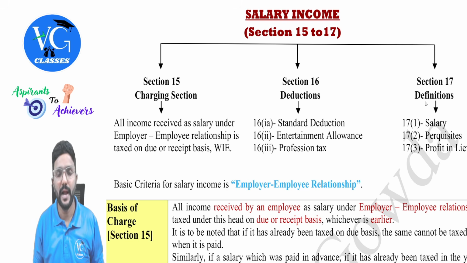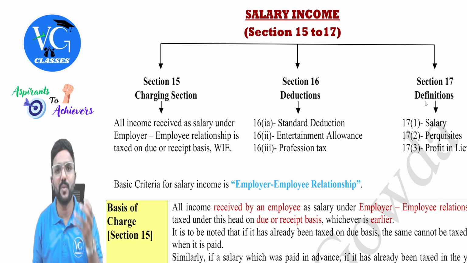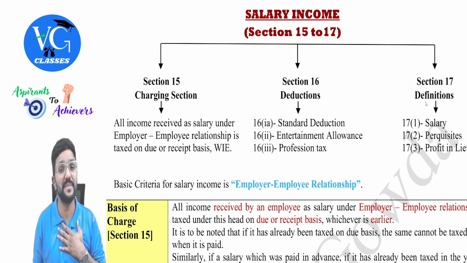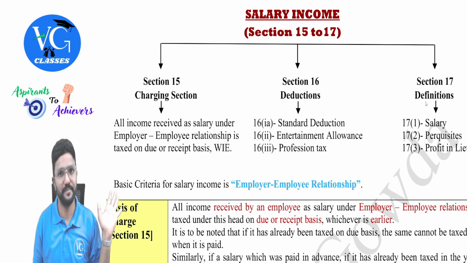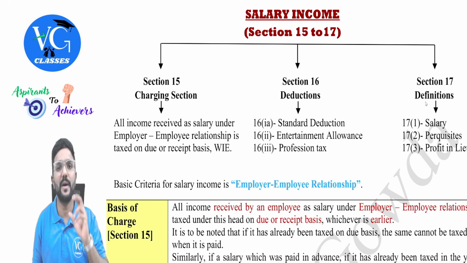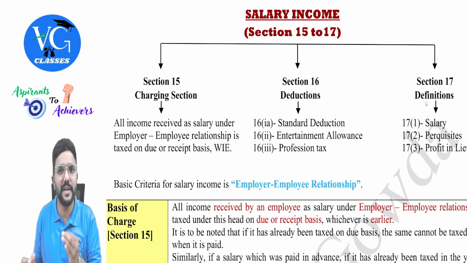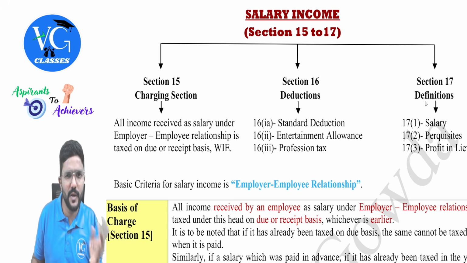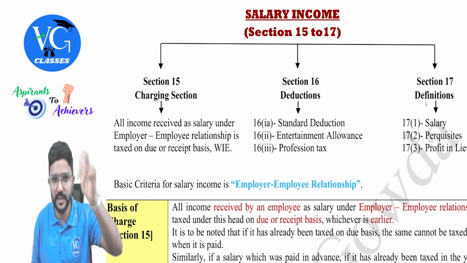Clear? And if an income is already taxed on due basis, again it will not be taxed on receipt basis. And at the same time, if any advance salary is received by an employee from his employer, it will be taxed on receipt basis. But again, when it is due in the future, it will not be taxable. Clear? Means it will not lead to double taxation. That is what they are telling. So anything which employee receives from employer under employer-employee relationship will be taxable either on due or receipt basis, whichever is earlier. Got it?